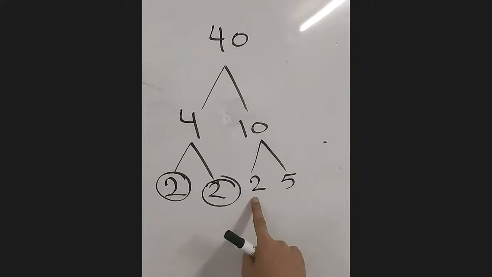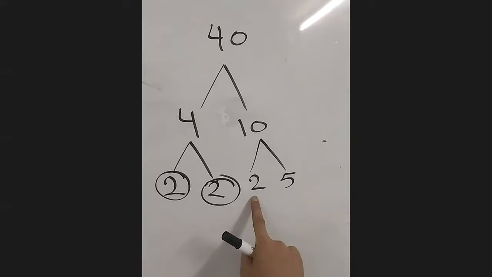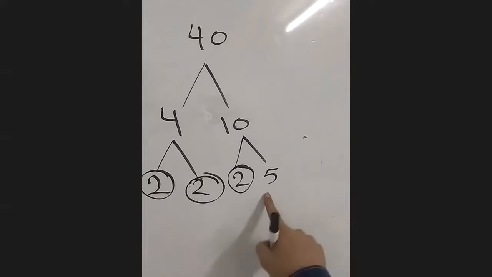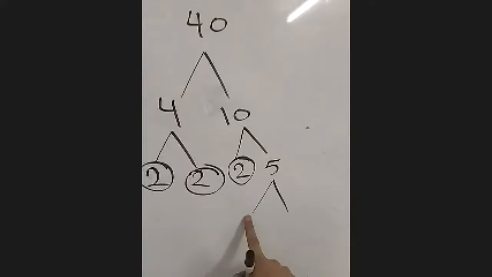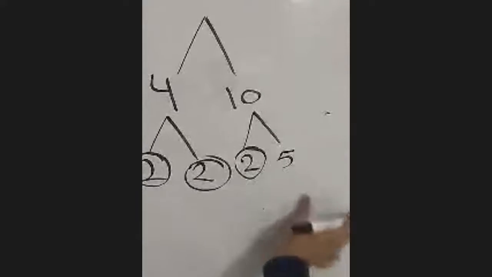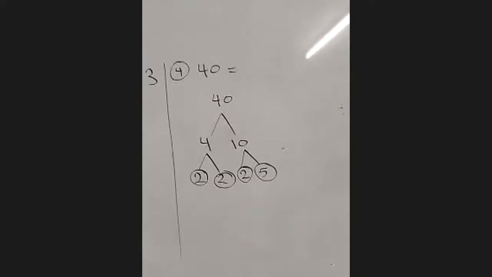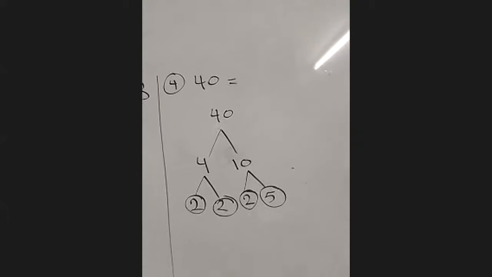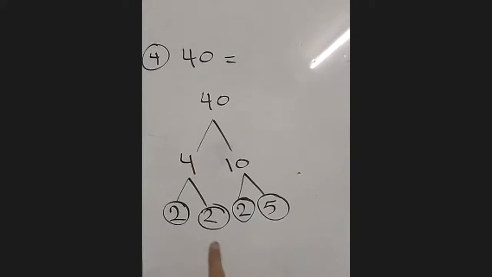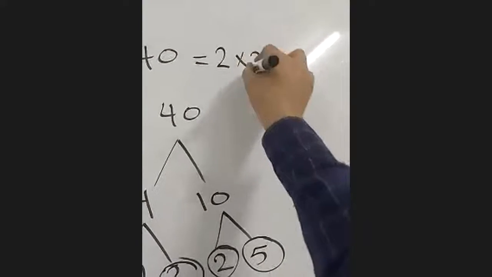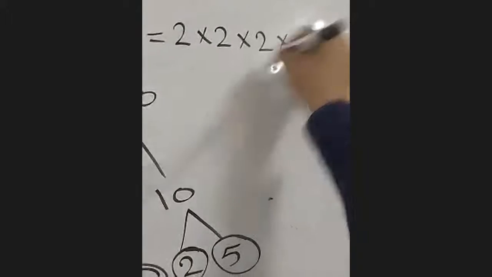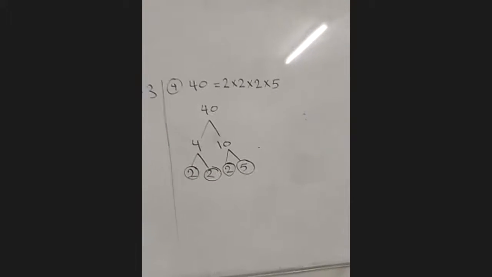Can we do more for the 2? No. About the 5: 5 multiplied by something, do we have? No. Mister, we don't have, right? What do we do? Circle it. What are the numbers which I need now? This 2, 2, and 5. Multiply 2, multiply 2, multiply 5. This is the prime factorization for the 40.